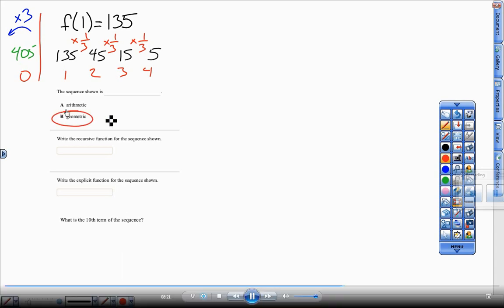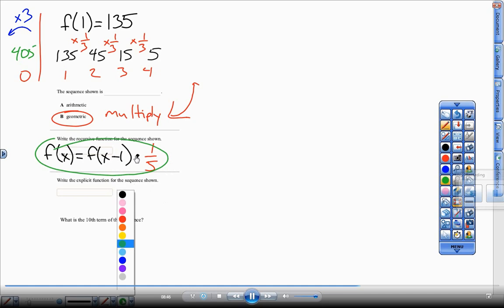This is definitely geometric. Any function that's timesing, geometric, multiply. That first one was adding, arithmetic. Straight line adding, these multiply ones, curved line. The recursive function, f of x equals f of x minus 1 times 1/5. The third word is geometric. All right, that is the recursive function. Notice nothing plugged in there for x in its generic form.